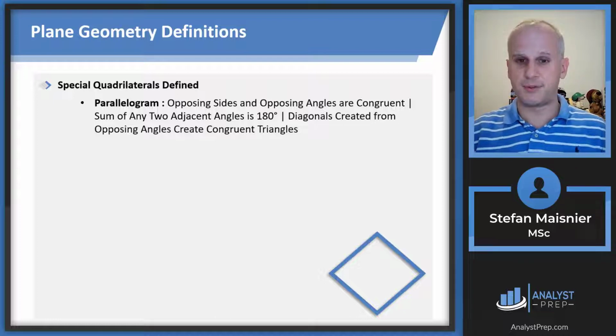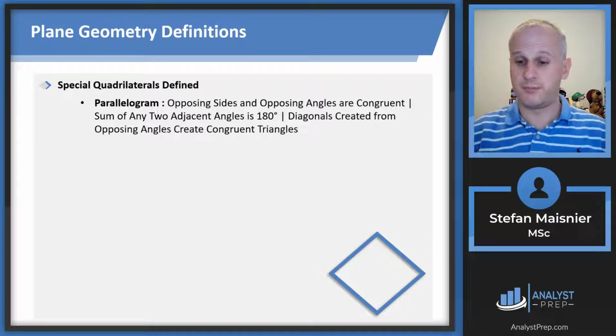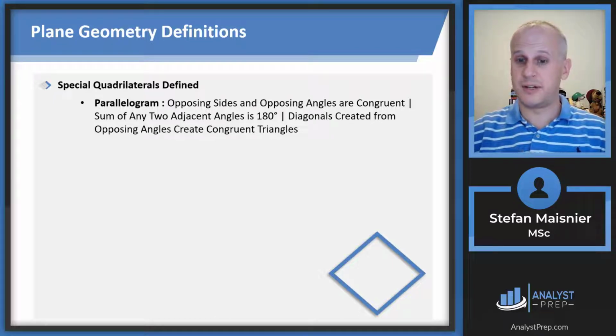And because those opposing sides are parallel, we know that they are congruent, as are the opposing angles, just from the rules of intersecting lines with a transversal in 2 sets of parallel lines. We know that the sum of any 2 adjacent angles in a parallelogram is also going to be 180 degrees. And we know that the diagonals created from opposing angles in a parallelogram will create congruent triangles as well.